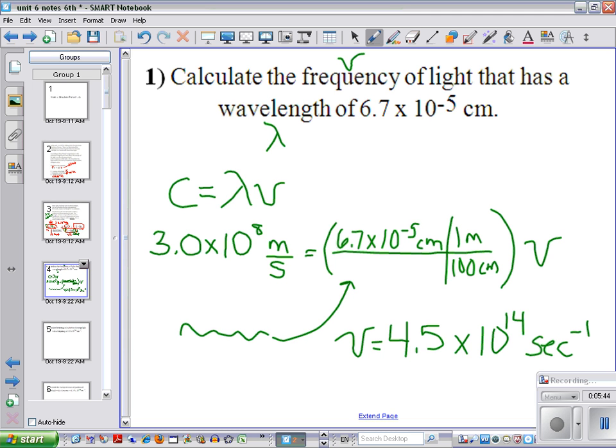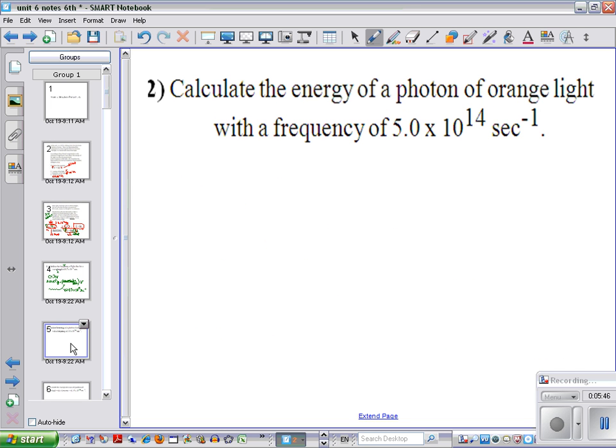Your next practice problem says calculate the energy of a photon of orange light with the frequency of 5.0 times 10 to the 14th per second. So in this case, you have energy and frequency. You're probably going to use Planck's constant. Energy equals Planck's constant times frequency, Planck's equation. So you're looking for energy here.